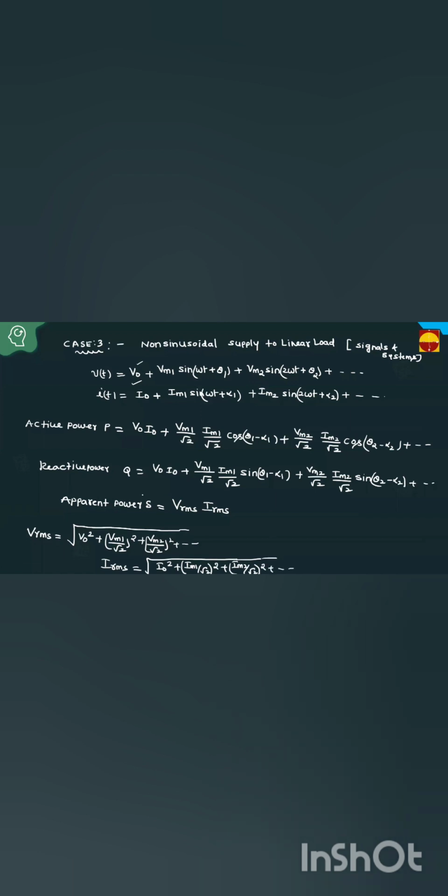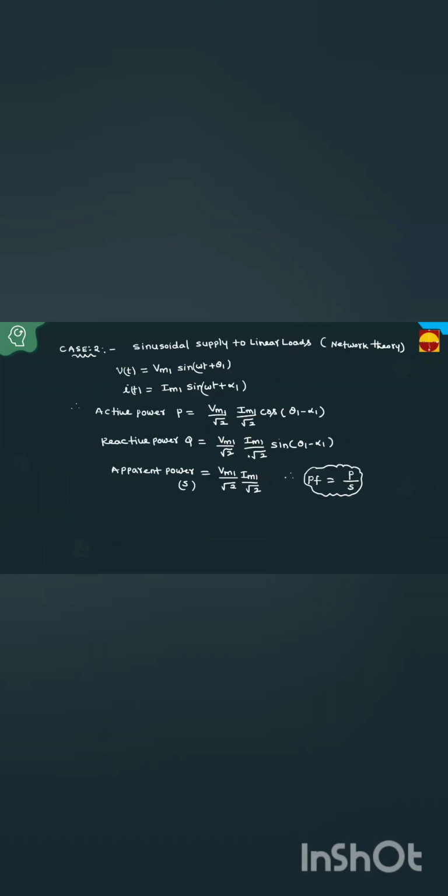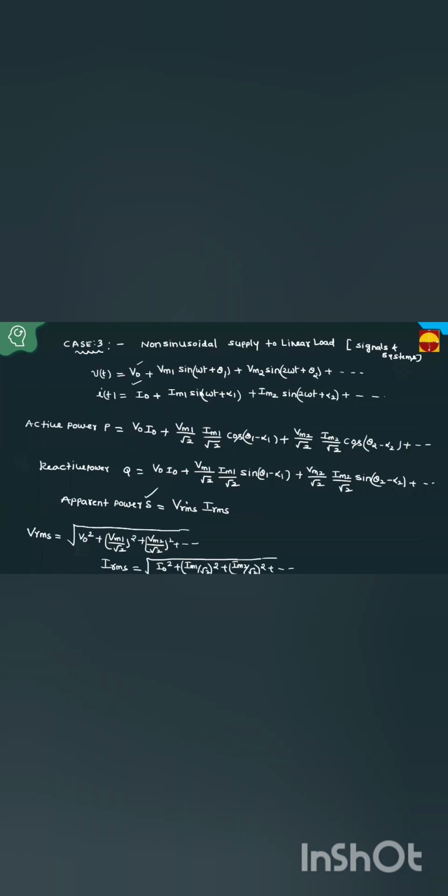Once you know the VRMS and IRMS, this is the apparent power. See the difference here: we got the apparent power directly, Vm1 by root 2, Im1 by root 2. But here, with harmonic components, multiples of frequencies, calculate VRMS and IRMS separately. Once you know the apparent power and active power, power factor equals P by S. These are the calculations for the non-sinusoidal case.